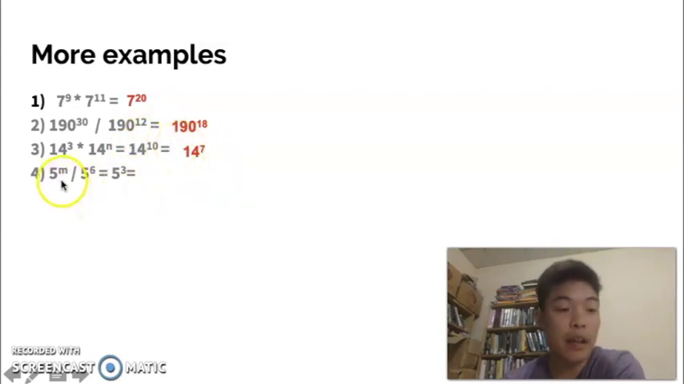Finally, we have question number 4, where we have common bases yet again, 5 and 5. We are not given m, but we are given n. In this case, we know that m minus n equals 3. So using algebra yet again, we can say m minus 6 equals 3. So we can know that m must equal 9. So the answer is 5 to the power of 9.